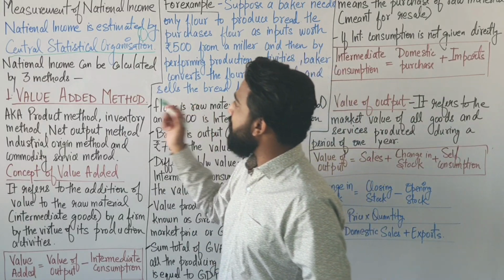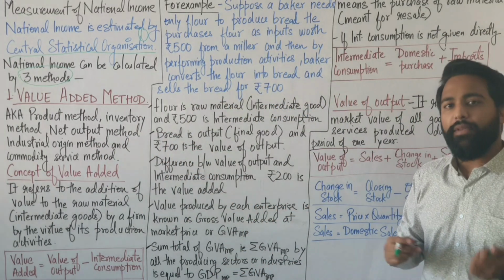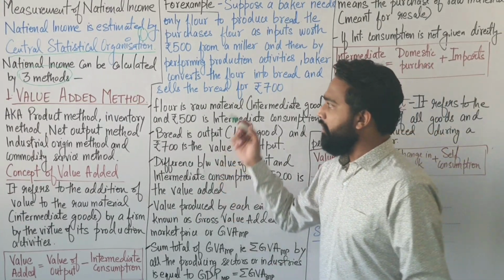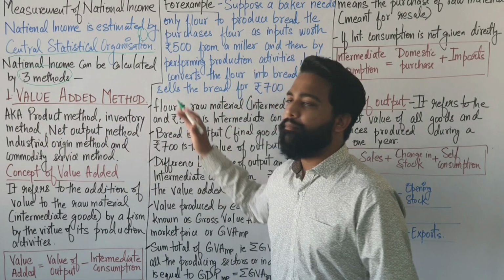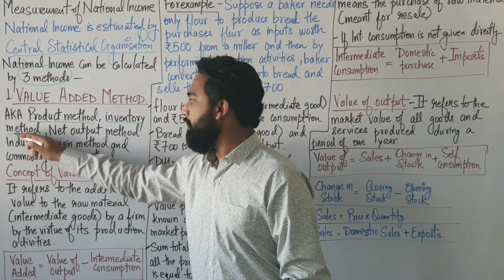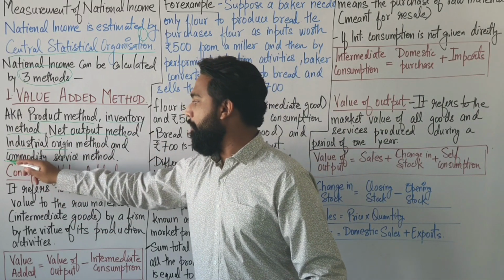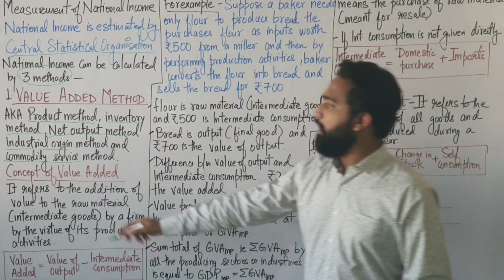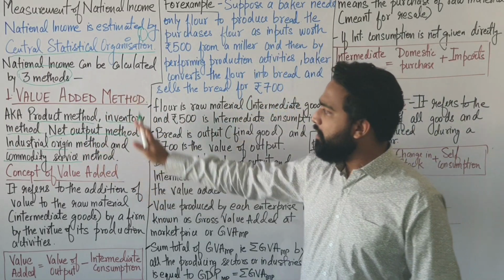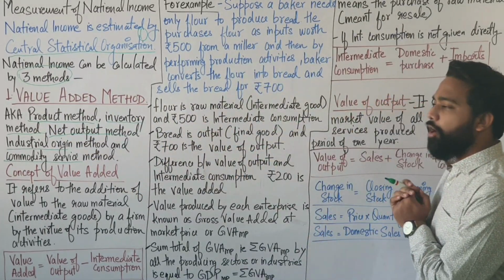Now, national income can be calculated by 3 methods. Students, there are 3 methods by which national income can be calculated. Today we are going to start the first method. The first method is the value added method, also known as product method, inventory method, net output method, industrial origin method, and commodity service method. In your NCERT, production method or product method is being mentioned. Other methods are also known as value added method. So all these names belong to one name, that is value added method or production method.